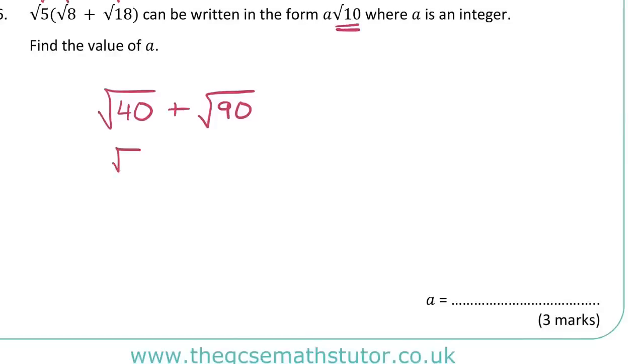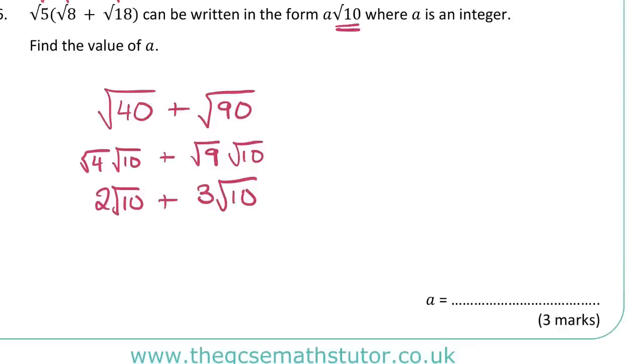It's giving us a massive hint there that they're both going to have a 10 in. So that is going to be something times √10. Well, it's √4 √10 plus, and then something else √10. That must be √9. So √9 √10. And that gives us 2√10 plus 3√10. There we go. We can add them together now. That gives you 5√10.